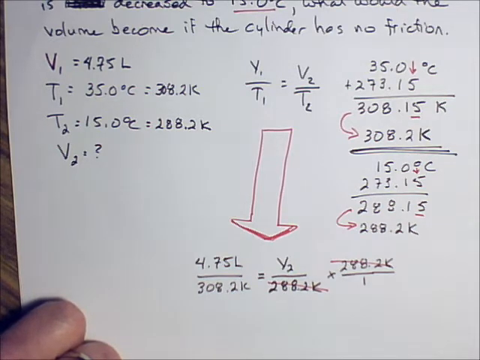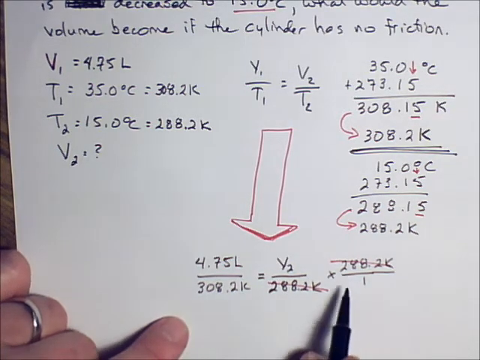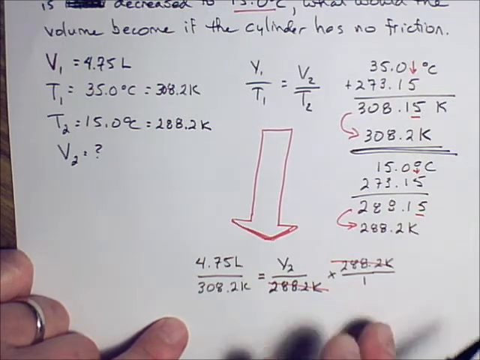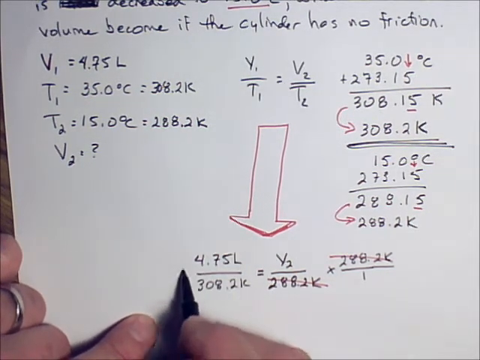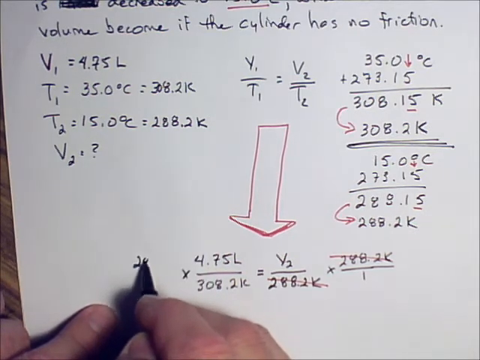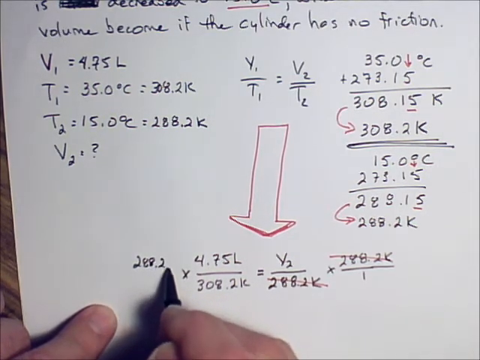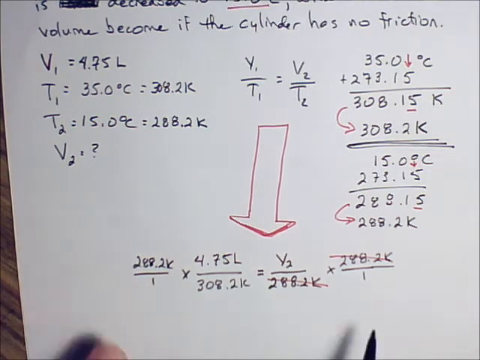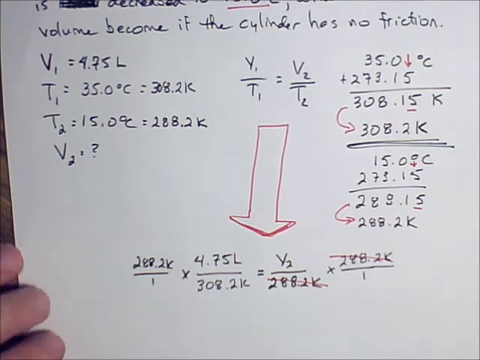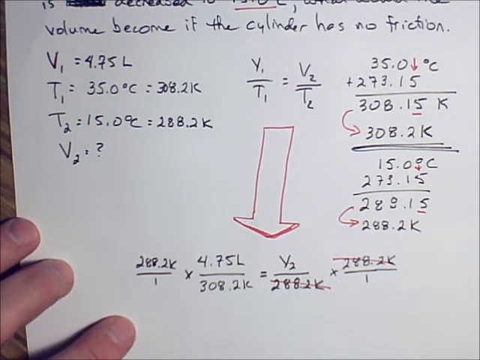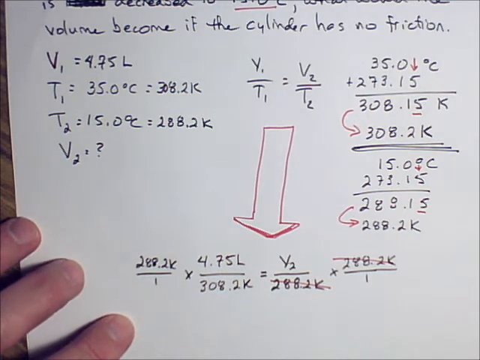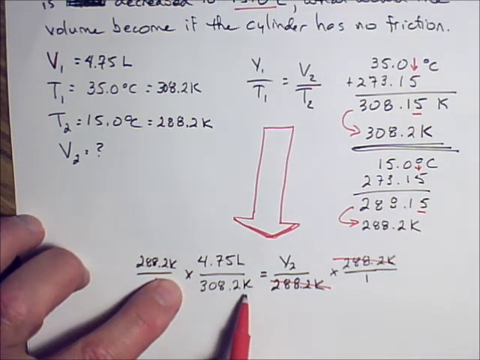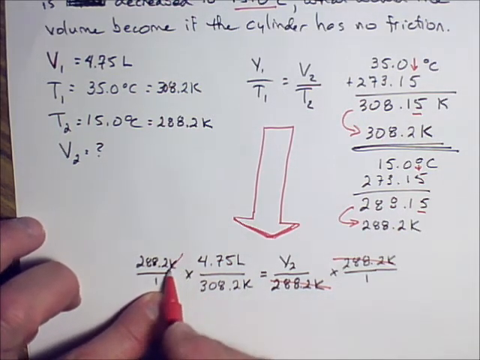You remember that from algebra? But if you do it to this side, you also have to do it to this side. 288.2 K over 1. So I'm going to do it to both sides. Okay? All right. Now we're going to do the same thing we've been doing since the very beginning of this class. We're going to cancel units. Got K on the top and K on the bottom. They can cancel out.